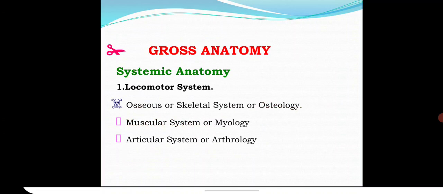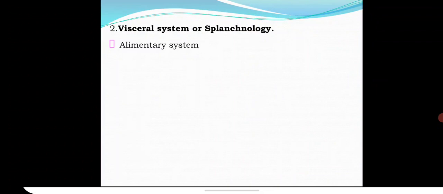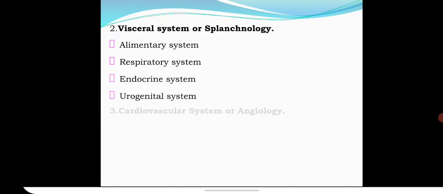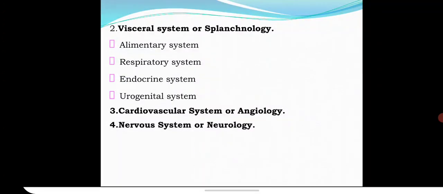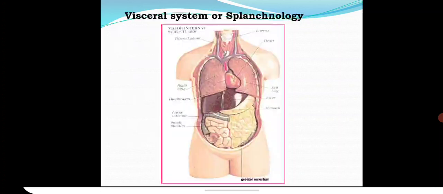Systemic anatomy, so that studying in the systems, locomotor systems, we will study skeletal system or osteology, muscular system or myology, articular system or arthrology, visceral system or splanchnology. In the visceral system, we will see alimentary system, respiratory system, endocrine system, urogenital system, then the cardiovascular system or angiology, nervous system or neurology, special senses. So, this is the visceral system or splanchnology in the abdomen.